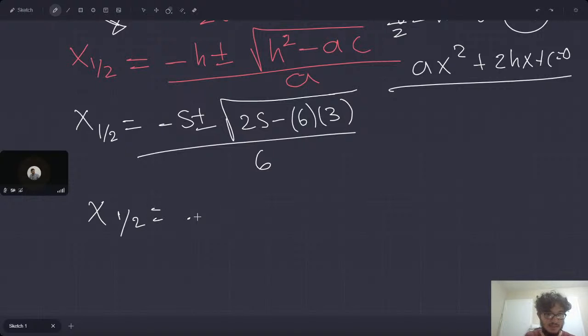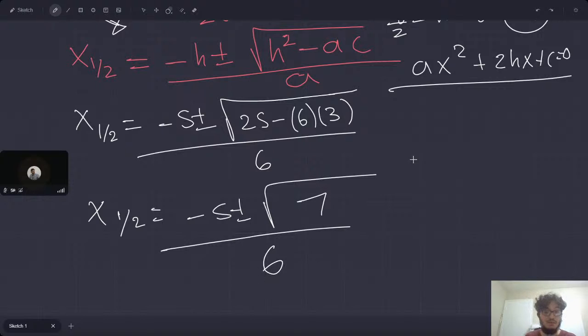So this is minus 5 plus or minus square root of 6 times 3 is 18. 25 minus 18 is going to be 7, right? So square root of 7 divided by 6. Two steps, right? Half quadratic formula. It's two steps. Who blames you? You can use it, right?